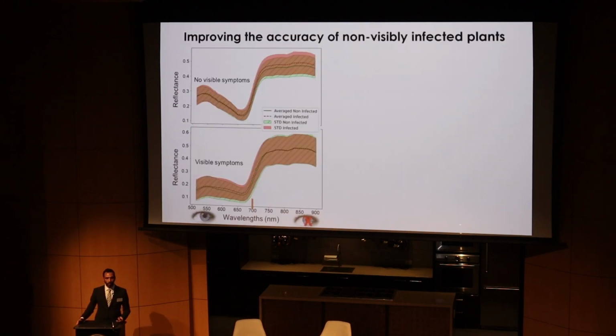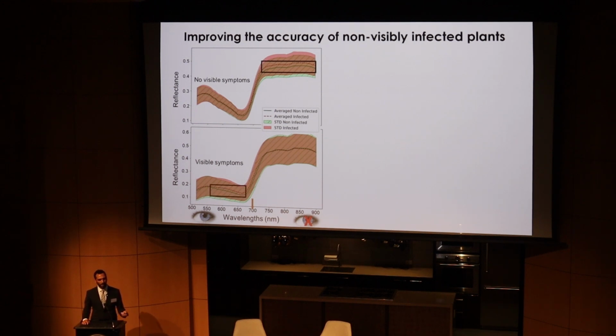So how do we improve the accuracy for non-visibly infected plants? Non-visible symptoms are in the plot on the top. Those are reflectance plots of the vegetation under hyperspectral sensing. On the y-axis, you have the reflectance of the canopies. On the x-axis, you have the wavelengths. We are working in the visible and near-infrared, so we are mostly assessing chlorophyll and color. The non-visible symptoms are mostly evident in the near-infrared, which unfortunately we cannot see. The green lines are the not infected plants, and the red lines are the infected plants.